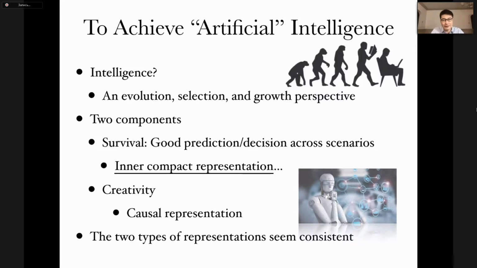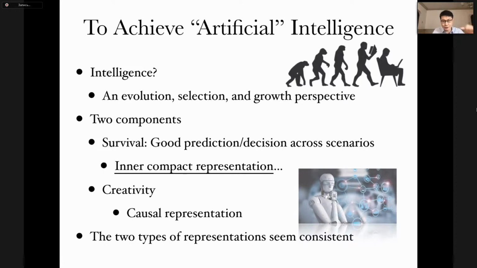So first of all, we survive, right? And we prosper. That means we can make good predictions and decisions across different scenarios, across all scenarios. And statistically speaking, to do this, we have to form some inner compact representation of the external world. This way we have a simple model, right, for everything, and we know how different things are related, then we can make good predictions. We can leverage information from other places, right? And furthermore, we are creative. We can change the world. We can just build new things, right? So creativity relies on causal representations of the world.